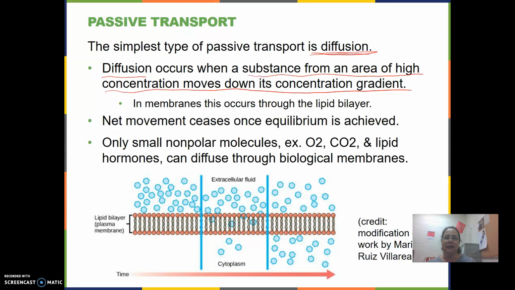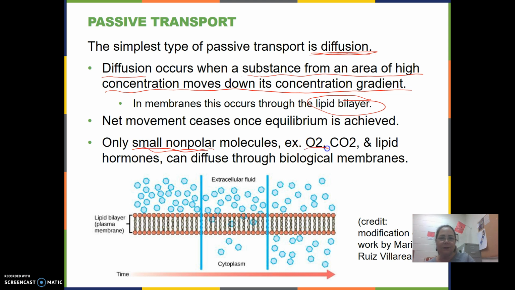So a substance is going to move from high concentration to low concentration. In cells, diffusion occurs directly through the phospholipid bilayer. Any molecules that are able to diffuse through the phospholipid bilayer are going to have to be nonpolar, and they're going to have to be small.